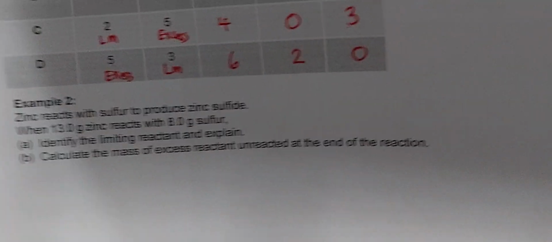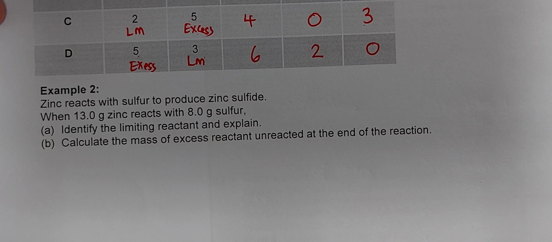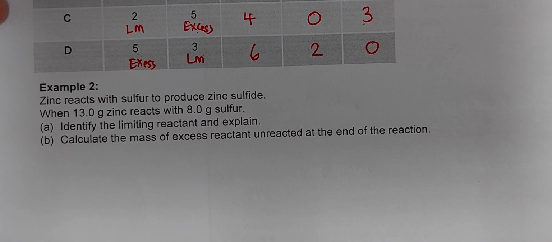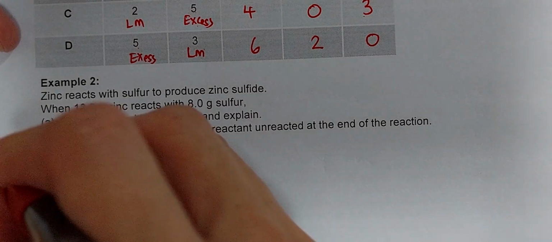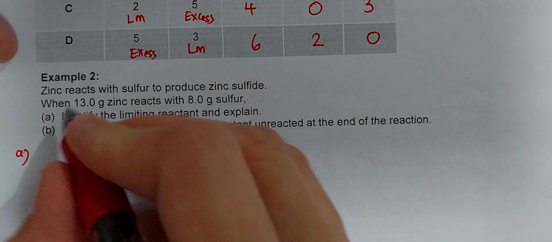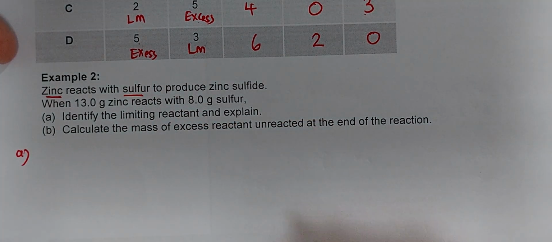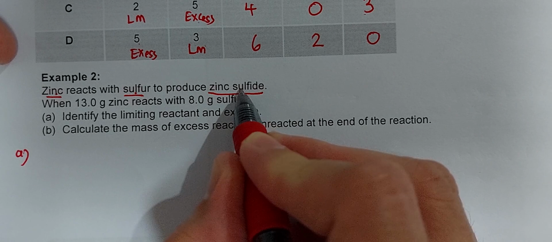Let's look at example 2. Zinc reacts with sulfur to produce zinc sulfide. Identify the limiting reactant. Again, this is a typical mole concept question. The first step would be to write the balanced chemical equation. So zinc reacts with sulfur to produce, which means reactant, product.